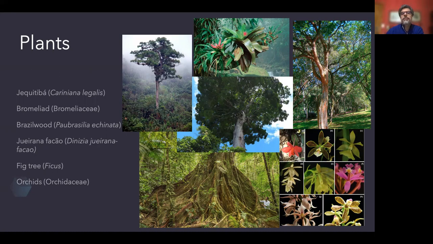Bromeliads are very typical, especially in the eastern and southeastern part of the Atlantic forest. Some areas have a really high diversity of them. They can be epiphytes like this one, living on top of another plant, a tree trunk or tree. They can be terrestrial. They can also live on rocks, in areas that are almost bare rock. You see some bromeliads there.